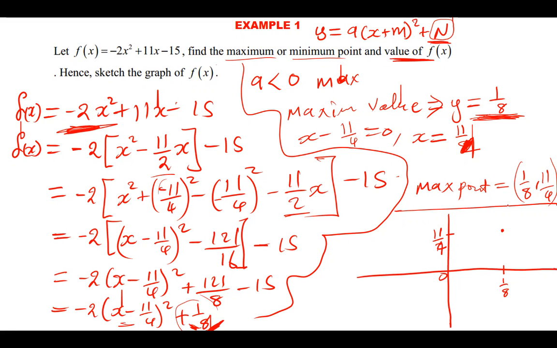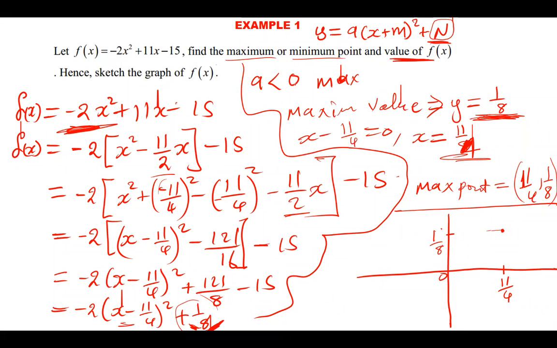Oh, sorry. I think I see why you asked that question. This is supposed to be 11/4, 1/8, not 1/8, 11/4. Because the x value is 11/4, so it's supposed to be there, 11/4, then 1/8. So even on the diagram here, you have to change. Right, so we have 11 over 4 here and 1 over 8 in the y. So the maximum value is just the y coordinate at the turning point.